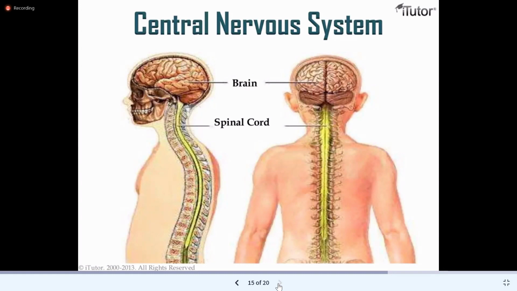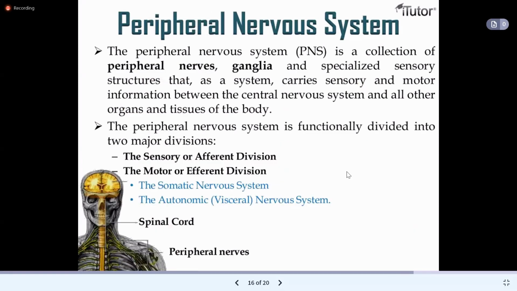This is the human brain, and the spinal cord is connected to that. And this longest spinal cord we will again identify part by part.